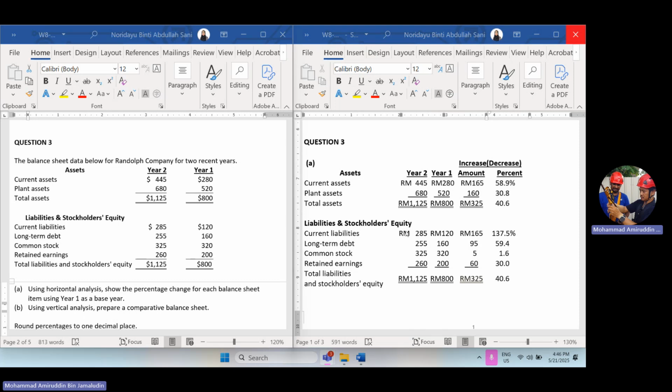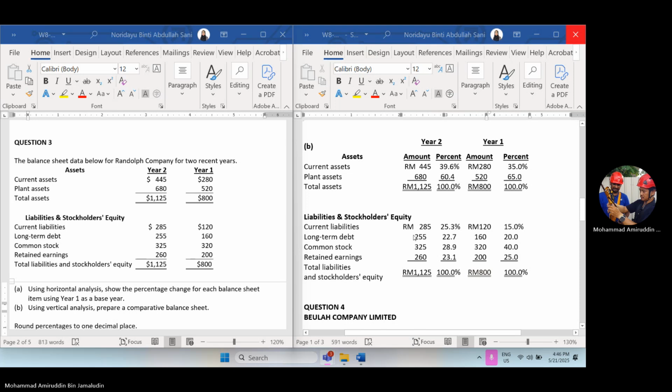Vertical analysis, something like question 2 just now. We list down and then base it on the total. Okay, here total assets. Vertical, right? So 445 over 1125 for the current assets. So you will get 39.56, or 39.6. 445 over 1125, you get 39.6. 680 over 1125, I get 60.4.